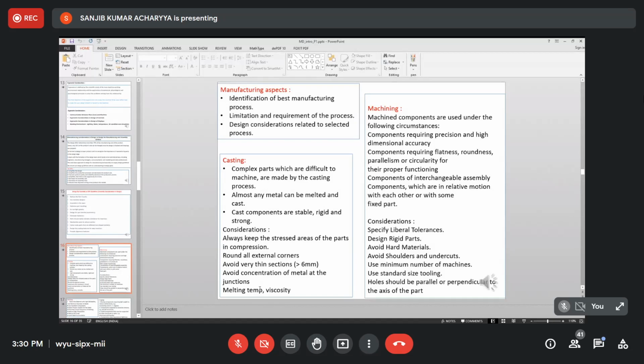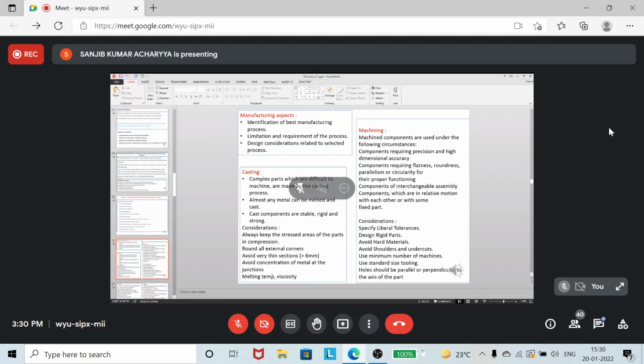Because during the design, it is planned that this material will be used, considering the strength, the environment, and other aspects. Now, the designer has to suggest what will be the appropriate manufacturing process. Then the designer has to know which manufacturing process is suitable for this material. What are the materials suitable for casting? What are the materials suitable for machining? The designer has to know what material property is related to the particular manufacturing process.